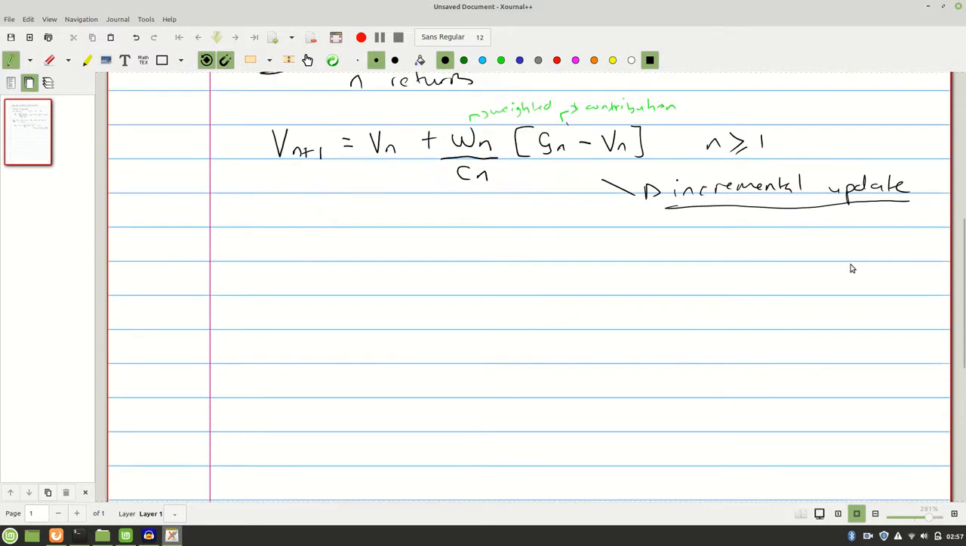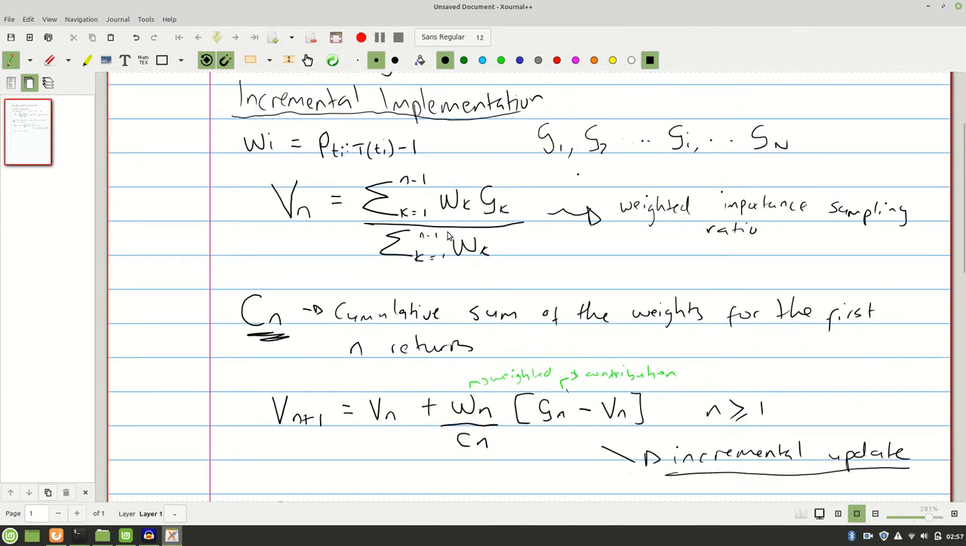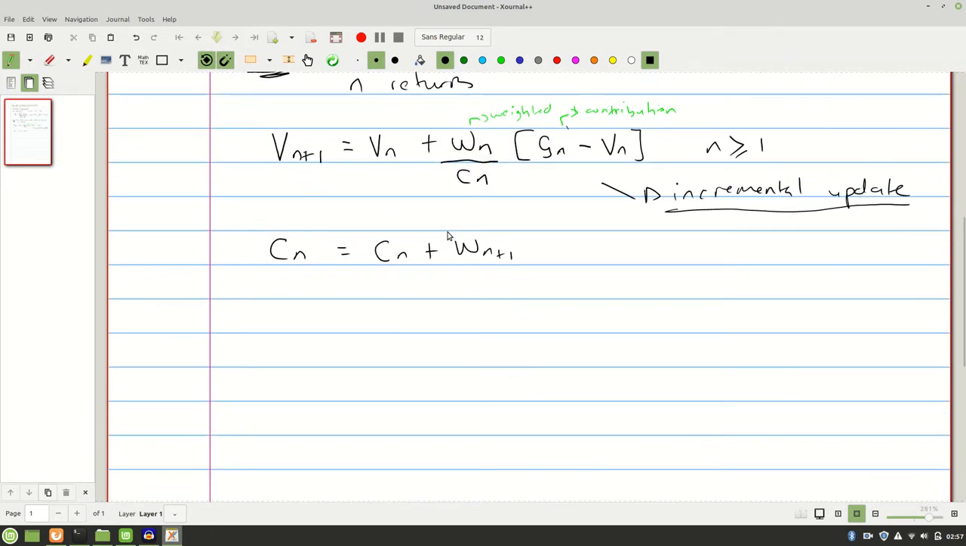Then of course we update Cn to be equal to Cn plus Wn plus 1. This is how we update our Cn. When we receive a new W, we add it to our current weights. So this is what incremental implementation is in the context of Monte Carlo.